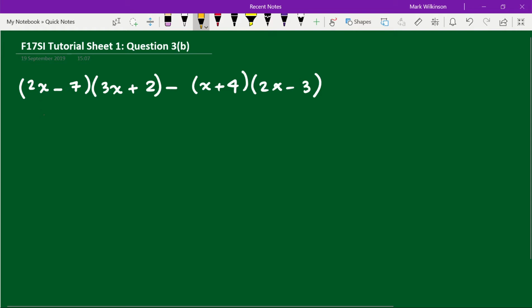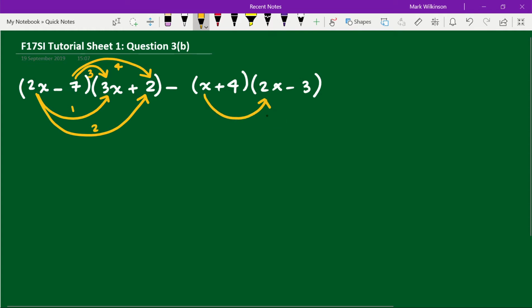So, for the first product of brackets, we have arrow 1 acting here and arrow 2 acting there, arrow 3 acting here and arrow 4 acting there. Similarly, for the next pair of brackets, we have x times 2x, x times minus 3. That will give us 5 and 6. And then we'll have arrows 7 and 8.